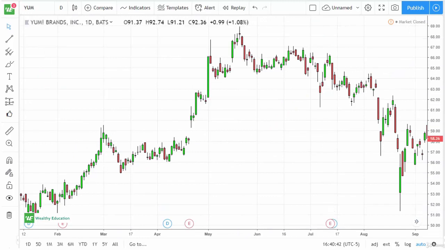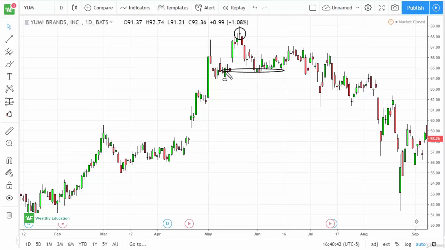Over here in Yum Brands, we have an evening star because we have a long candlestick here at the top of a trend. We have a neutral candlestick after the gap, and then we have a gap lower. So that is an evening star. Some people would even call it a shooting star. But in this case, since there's 2 gaps, it's technically an evening star.